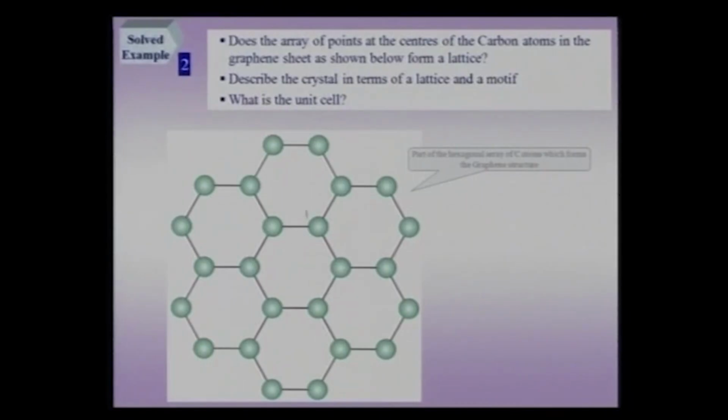If you stack these graphene sheets one on top of the other, then you will obtain a graphite structure, which we shall consider later in one of the lectures. The question we are asking ourselves here: do the centers of the carbon atoms all form a lattice? We will then try to describe this in terms of the lattice and motif concept, and we will also try to identify the unit cell. So let us try to answer the first question.